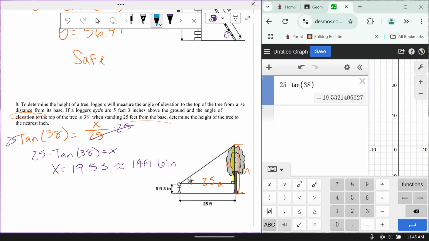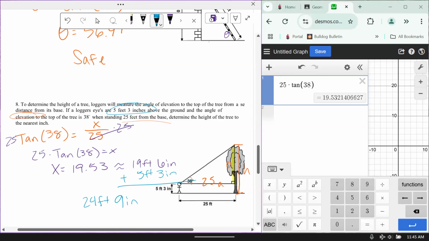So we're going to add our 5'3" little logger. So that's going to be plus 5 foot and 3 inches. And that gives us 9 inches. 19 plus 5 is 24 feet. So our tree is 24 feet and 9 inches.